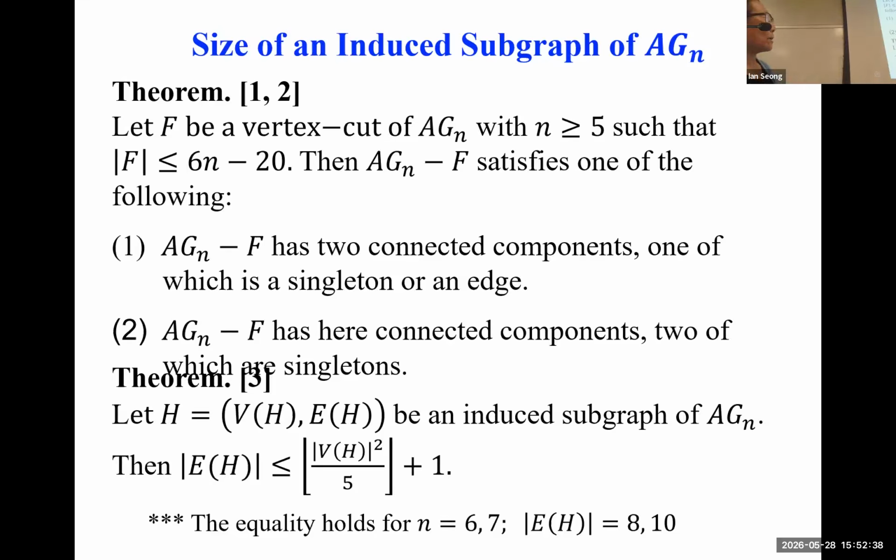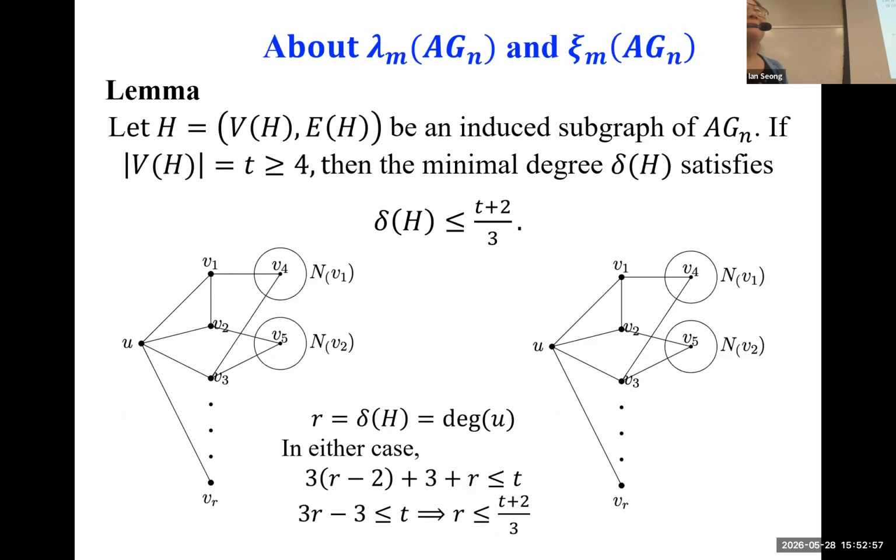You take an induced subgraph H. And this inequality actually holds with equality for n equal to 6 and 7. If you plug in, you get 8 and 10, and we can actually prove that it is true. But I picked this one to give a little proof, and instead of the other one I'm not going to talk about, because the proof is quite complicated.